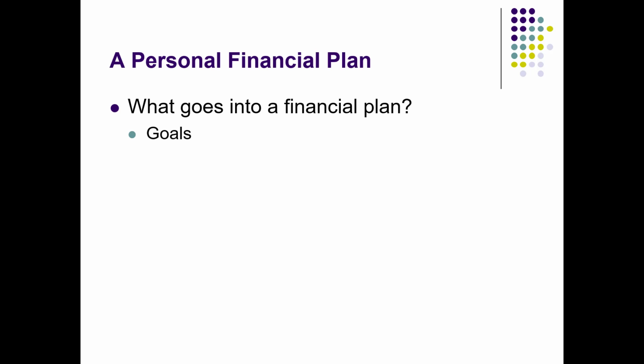There are many possible goals. A short-run goal might be to pay off your credit card debt. A medium-run goal might be to save for a down payment on a house. A long-run goal might be to build up enough savings to live off during retirement.